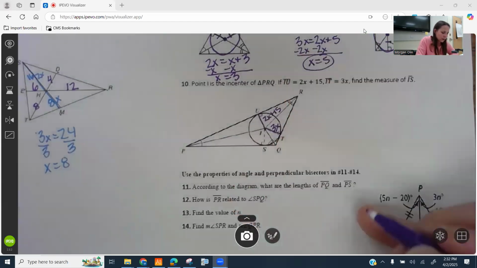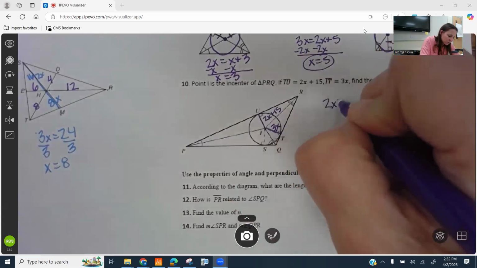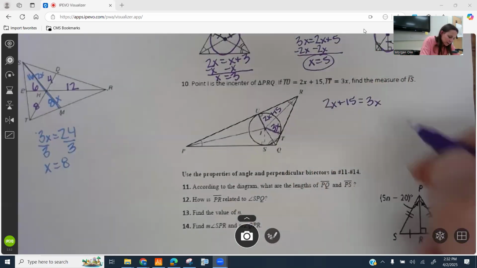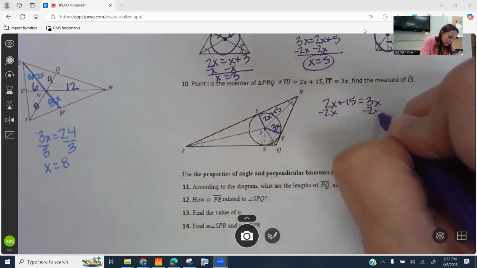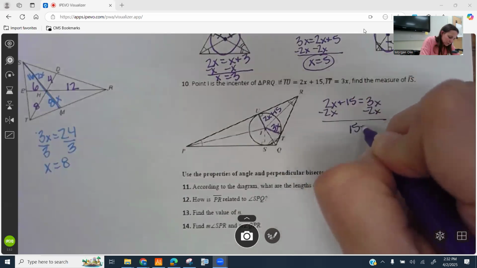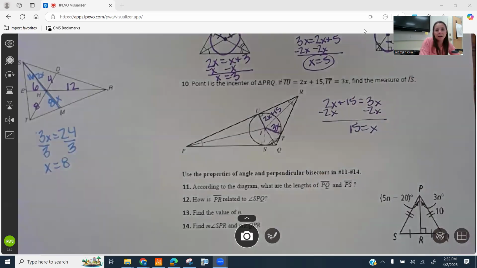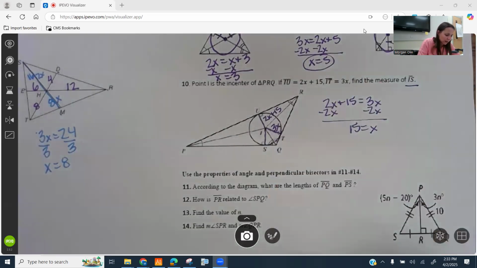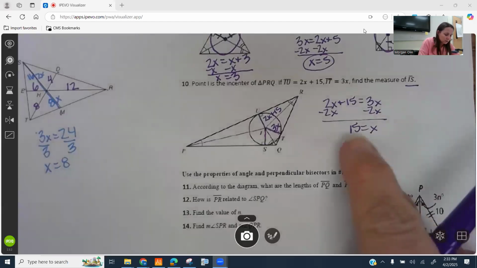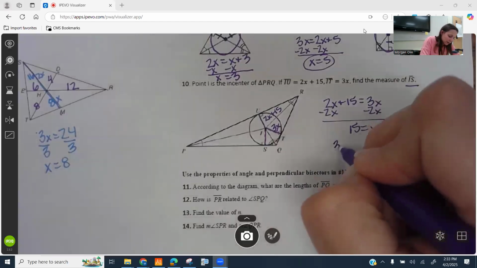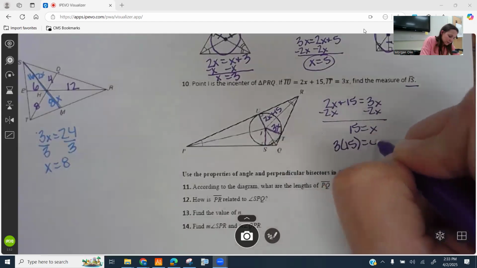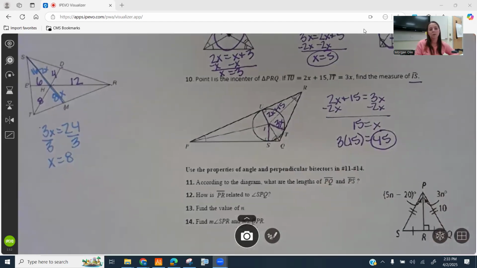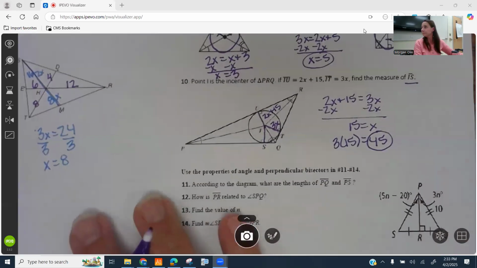Well, what do you notice? They're both radii, so they're going to be equal to one another. All right, now subtract 2x. We get 15 equals x. Now, notice this isn't find x. This is find IS. IS is this right here. Well, guess what? It's another radius. So I can plug that in right there and say 3 times 15 equals 45. So 45 is my real answer right there.